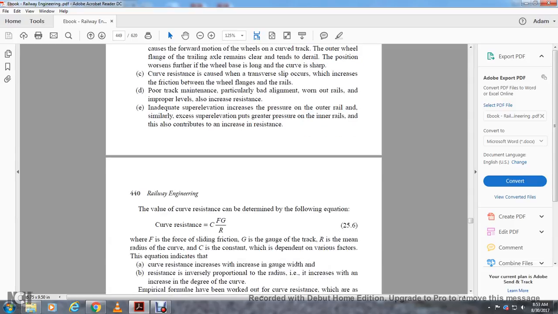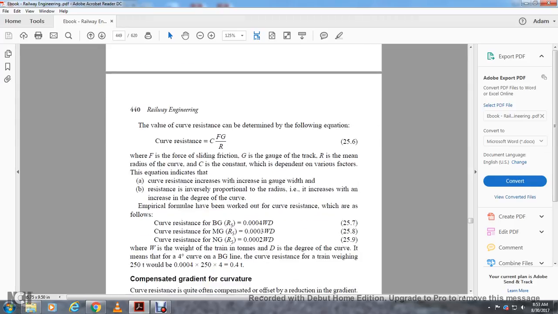The value of the curve resistance can be determined by the following equation. Curve resistance is equal to C times F times G over R, where F is the force of sliding friction, G is the gauge of the track, R is the radius of the curve, and C is a constant which depends on various factors. The equation indicates that the curve resistance increases with an increase in gauge width. The resistance is inversely proportional to the radius, so it increases with an increase in the degree of the curve.